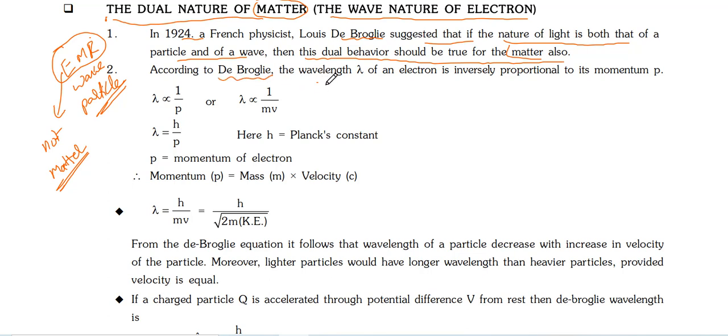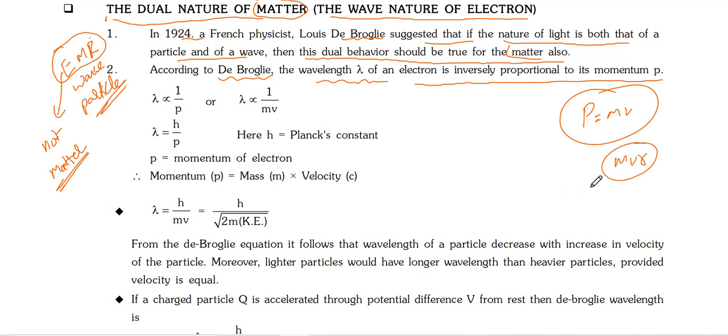According to de Broglie, the wavelength lambda of an electron is inversely proportional to its momentum p. Momentum means mass into velocity, p equal to m into v. Angular momentum is mvr, as in the last video where the electron moves in a circular path. So lambda is proportional to 1 by p, that is 1 by mv. Lambda equal to h by p, where h is Planck's constant and p is the momentum of the electron, mass into velocity.